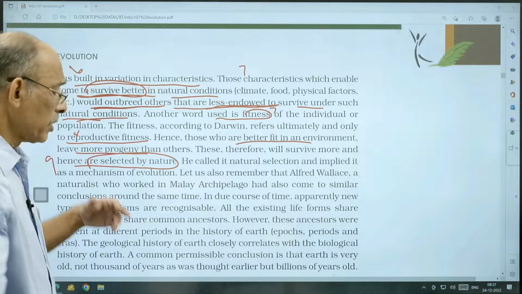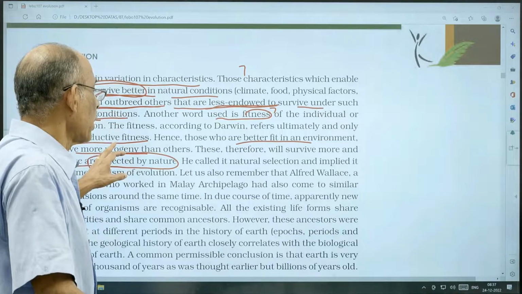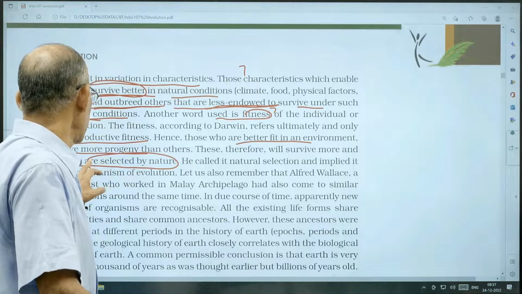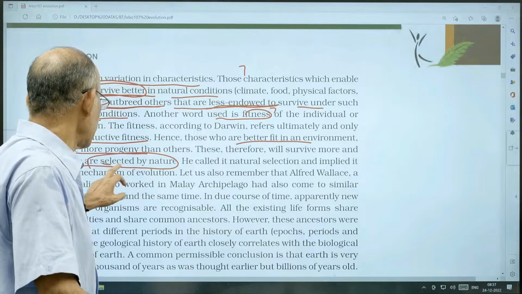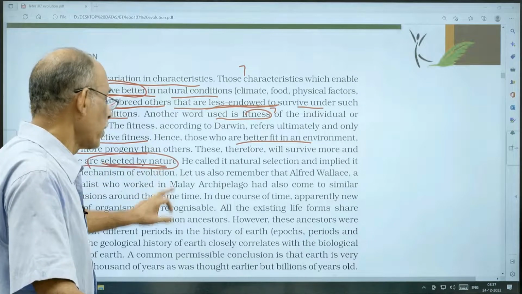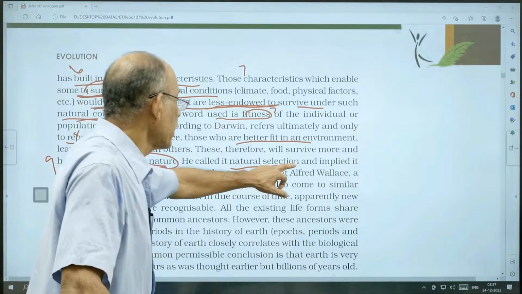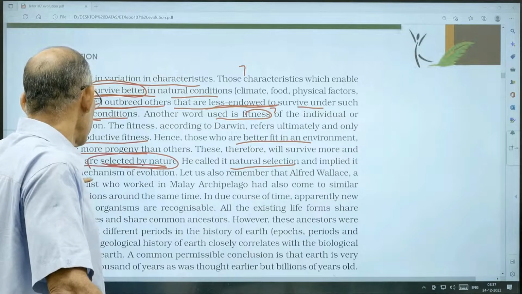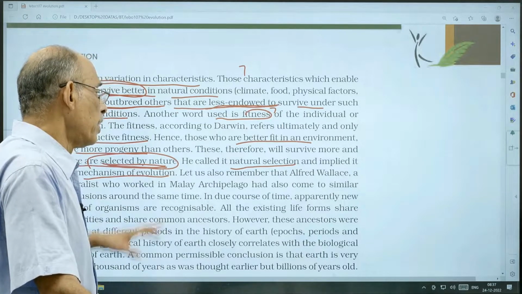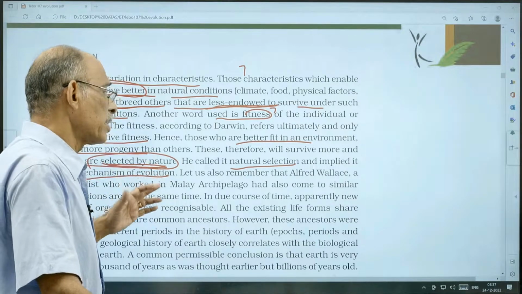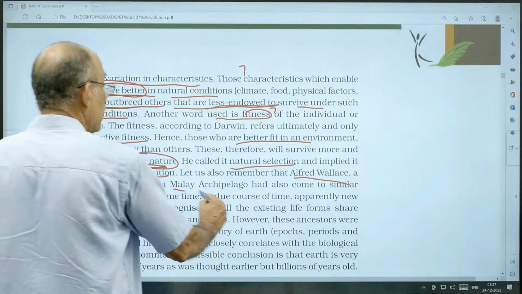And more number of progeny will be produced by those organisms who have better fit in the environment, and that is known as natural selection. According to Darwin, that is natural selection, and it is the mechanism of evolution. At almost the same time, another evolutionist, Alfred Wallace, worked in the Malay archipelago.